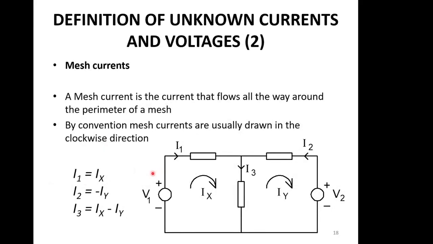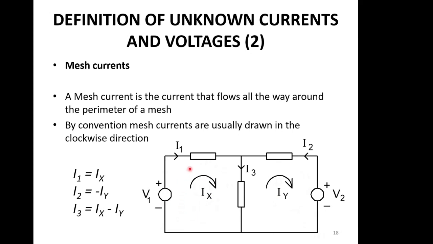Now, this is where it starts to get a little bit more abstract. We've got mesh current. A mesh current is the current that flows all the way around the perimeter of a mesh. So first of all, we have to know what a mesh is. Think back: this is a mesh, a sort of loop in a circuit. There's a loop here, a loop here, and actually a third loop that goes all the way around, but we don't need to define that one. That's just being overkill. So we'll go for the obvious: two loops, a loop here and a loop here.